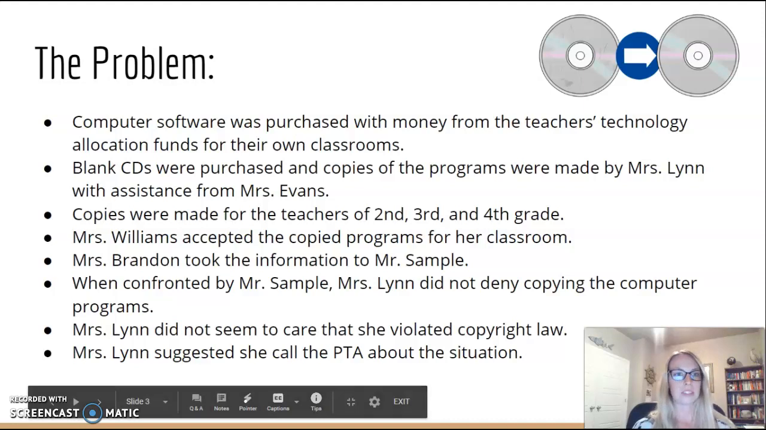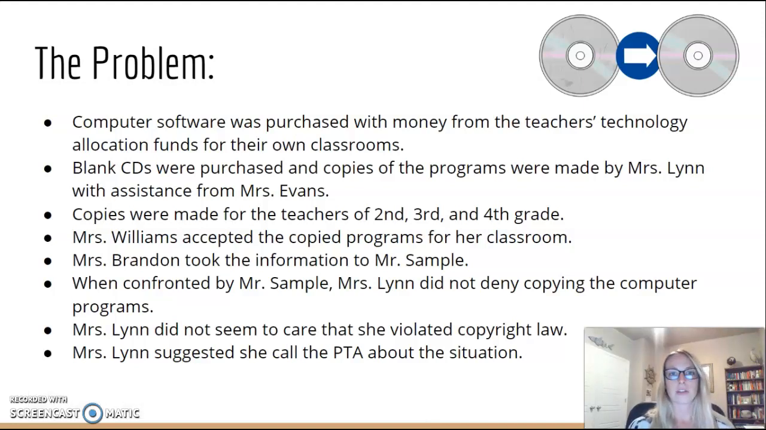So what's the problem with this case? There was computer software that was purchased with money from teachers' technology allocation funds for their own classrooms to use for their students. Blank CDs were purchased and copies of the programs were made by Miss Lynn with assistance from Miss Evans when she volunteered in the library. The copies of the computer programs were made for the teachers of 2nd, 3rd, and 4th grade. And the copies that were made were passed out by Miss Lynn to the 2nd, 3rd, and 4th grade teachers.